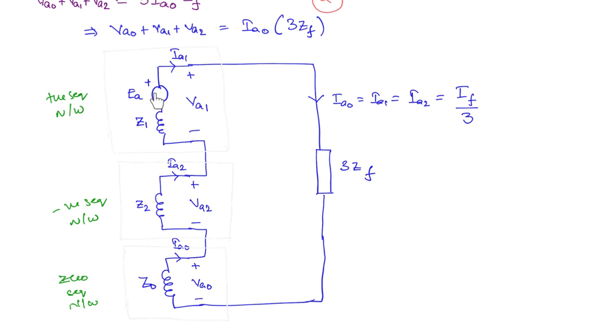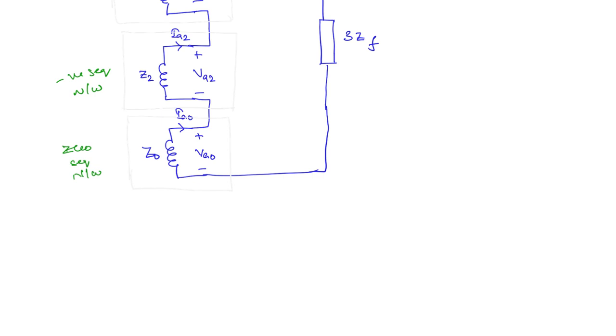So what will be the current? This is the entire circuit that we have here. What will be the current? This is equal to the internal voltage divided by the entire impedance. What is the entire impedance here? The sum of the sequence impedances plus 3 times ZF. This will give you the current, right? So you can write IA0 is equal to IA1 is equal to IA2. This is equal to EA by Z1 plus Z2 plus, sorry, this is Z0 plus 3 times ZF. Okay.